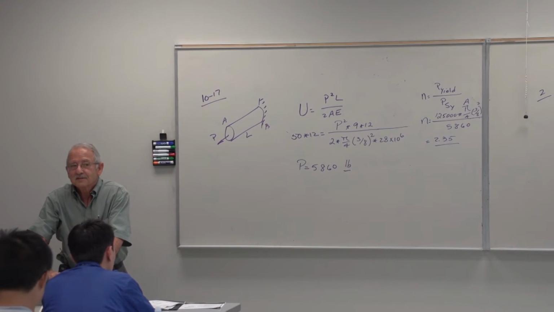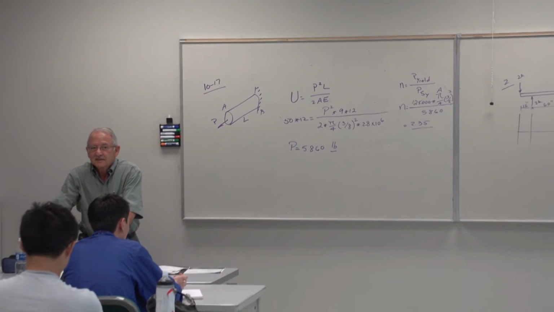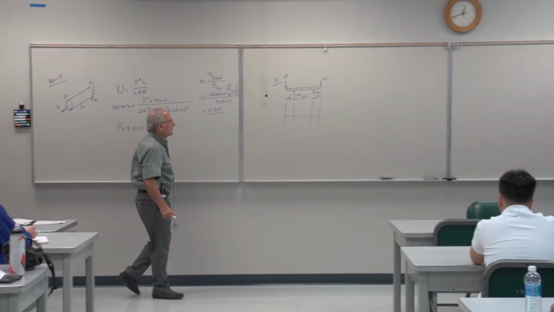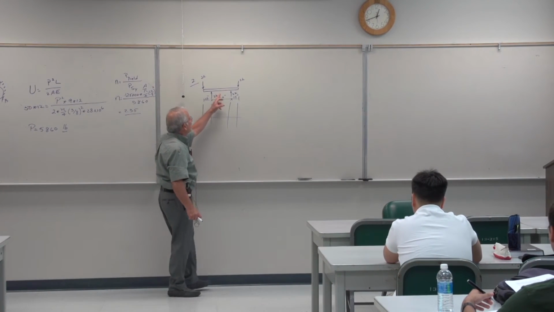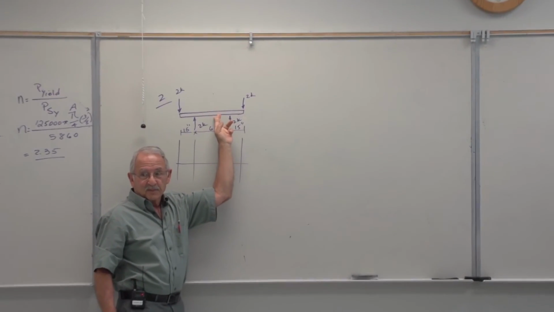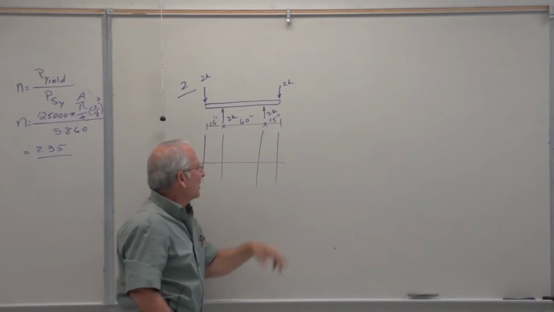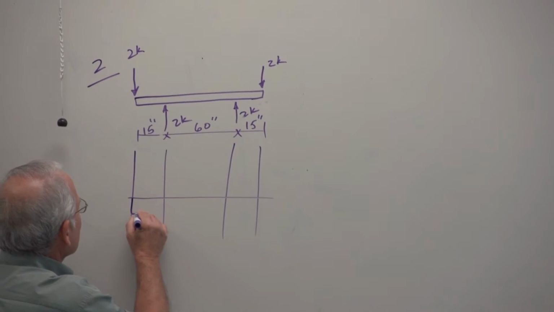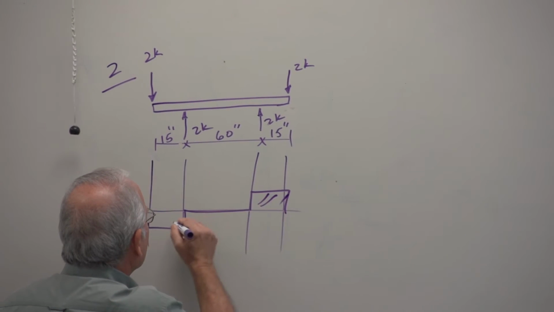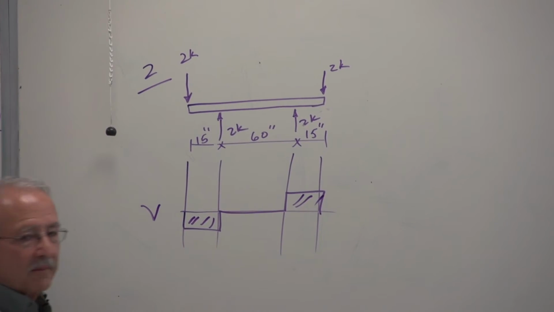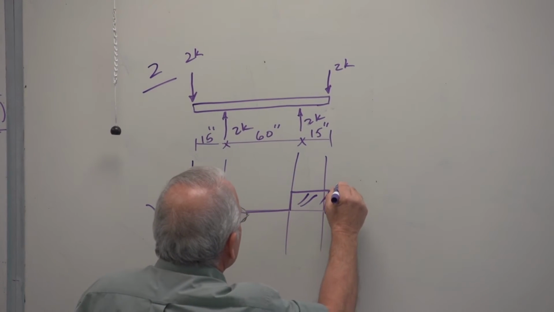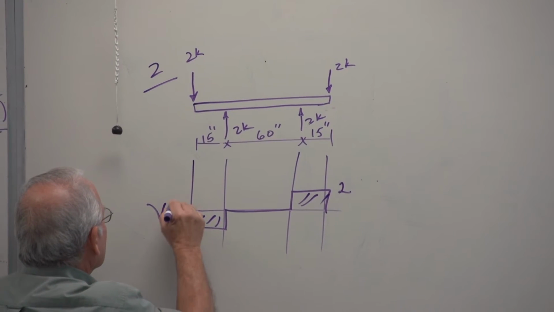Not quite. The moment in here is not 0. The shear force is. The moment is not 0. The shear force. Shear diagram for this is like this. Right? With this value equal to 2 in kips.